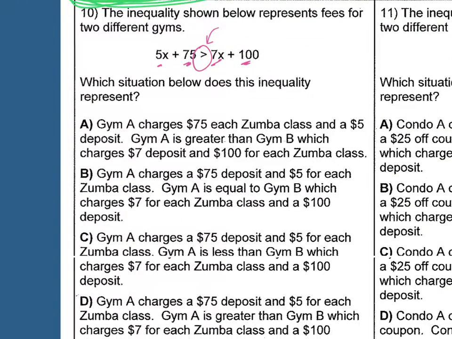A says Gym A charges $75 each Zumba class and a $5 deposit. Gym A is greater than Gym B, which charges a $7 deposit and $100 for each. Does that make sense? If it says 75 each, that means 75 and this 100 would have a variable on it. It sounds like you're Gym A. So does that make sense? Is that what happened in the story? Does 75 and 100 have variables on them? If you're paying a deposit, that doesn't have a variable on it. You're paying that deposit one time.